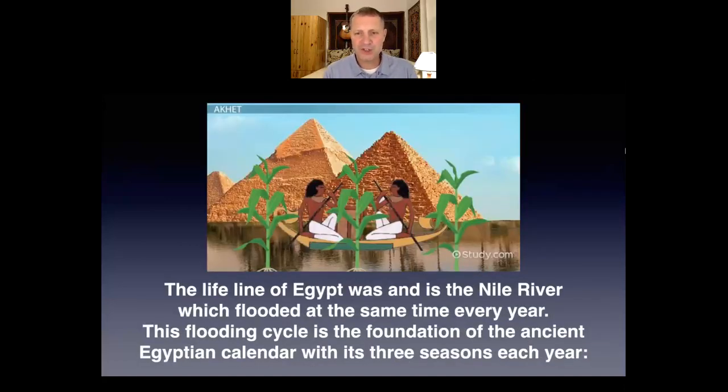The lifeline of Egypt was and is the Nile River, which flooded at the same time every year. This flooding cycle is the foundation of the ancient Egyptian calendar with its 3 seasons each year. It's very important to connect the Nile with the seasons and their calendar.